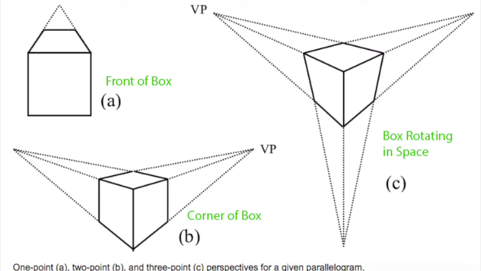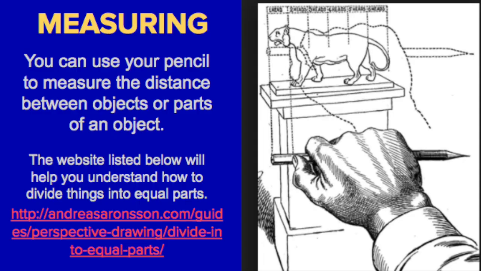There are some differences to perspective. For example, one-point perspective is like looking at the front of a box. Two-point perspective is like looking at the corner of a box, and three-point perspective is like looking at that box rotating in space. Another thing to be aware of is measuring in a drawing.